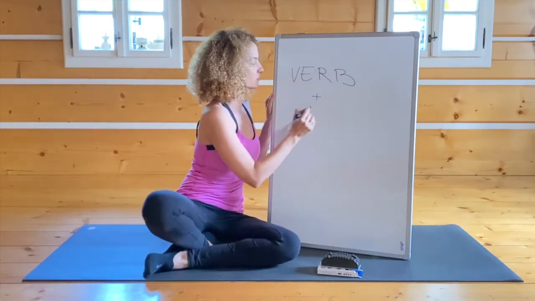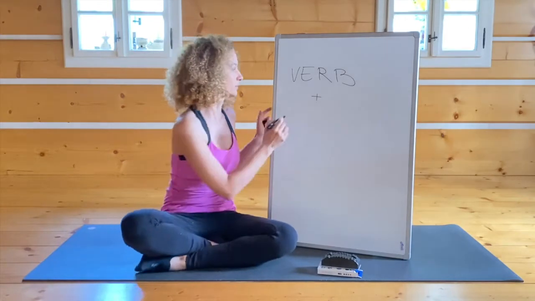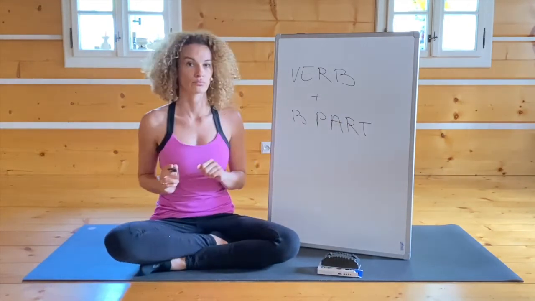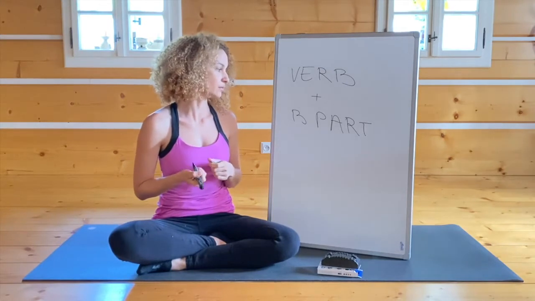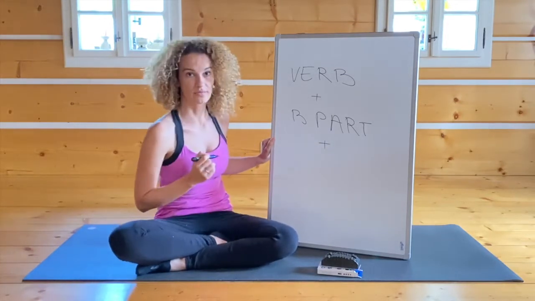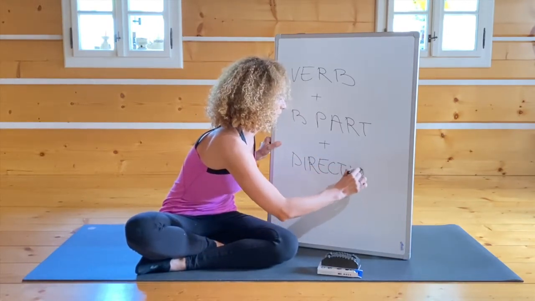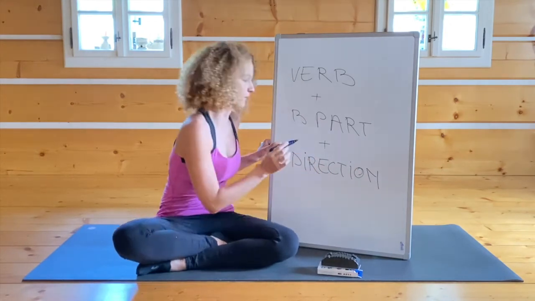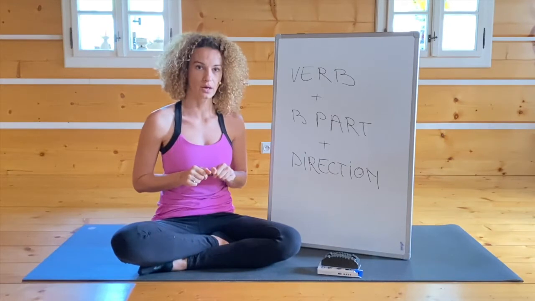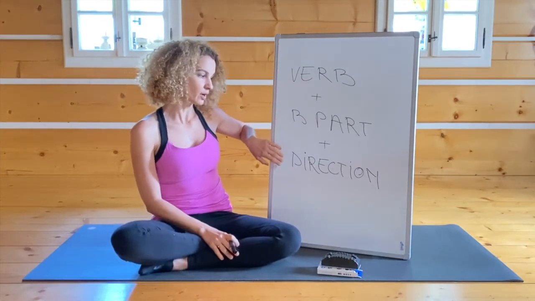So first we have the verb: step, bring, lift, rotate, twist. The body part: your upper torso, your leg, your head, your arms, your shoulders, your pelvis. And then we have the direction. To the front of the mat, in the right corner of the mat, to the back of the shala at 2 o'clock. So this is the basic formula: verb, body part, direction.